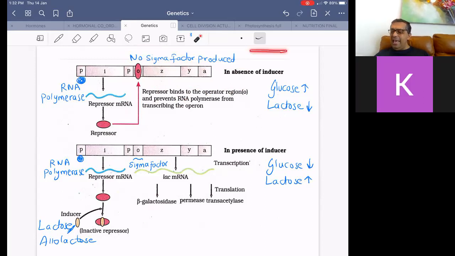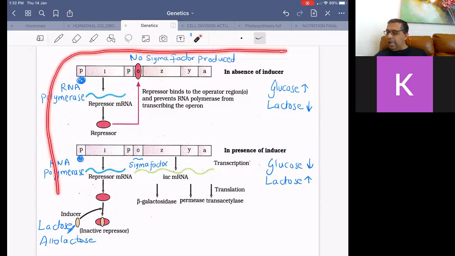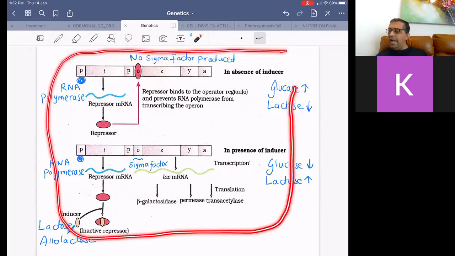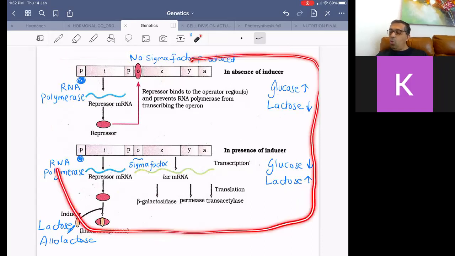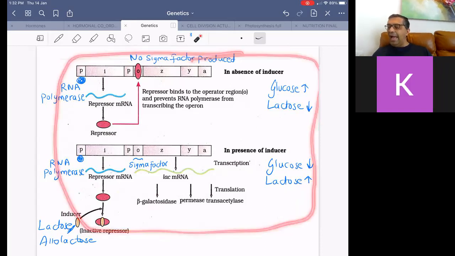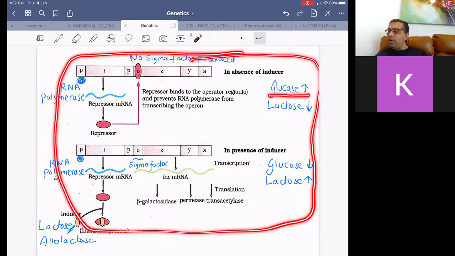अगर एक ई कोलाई के अंदर अगर ग्लूकोज लेवल्स आर हाई एंड लैक्टोज लेवल्स आर लो, तो which is the main sugar that any bacteria will naturally break? Glucose. चाहे यूकैरियोट्स हो या प्रोकैरियोट्स हो, ग्लाइकोलाइसिस तो हमेशा ग्लूकोज का ही होता है.